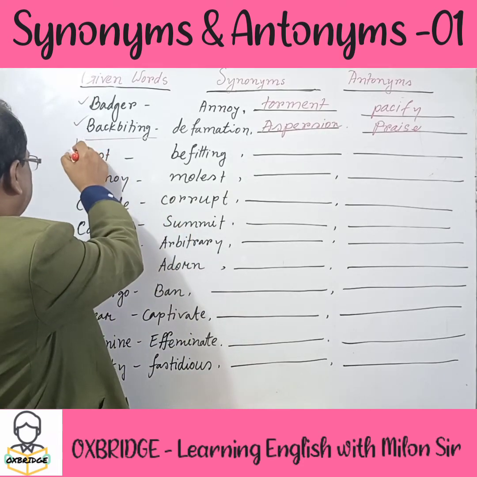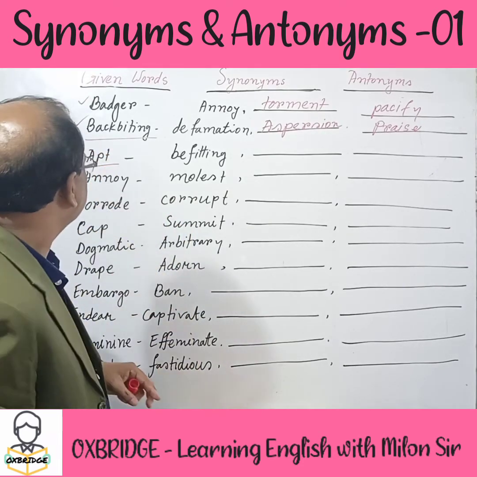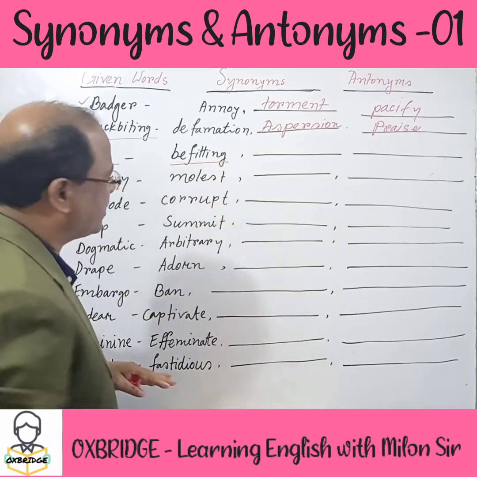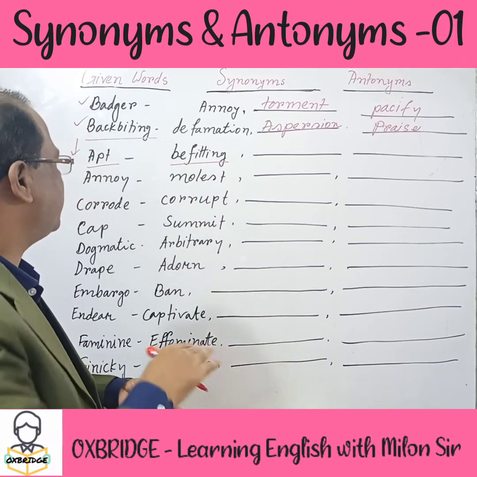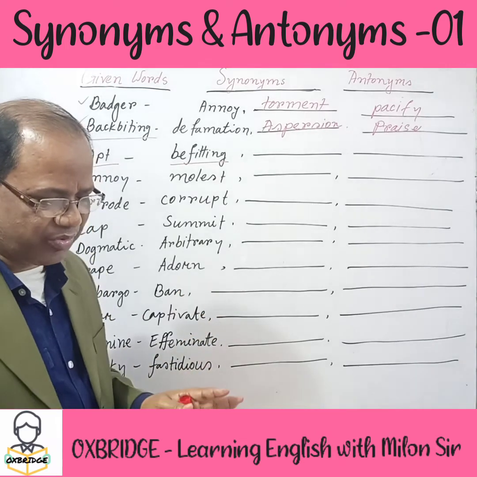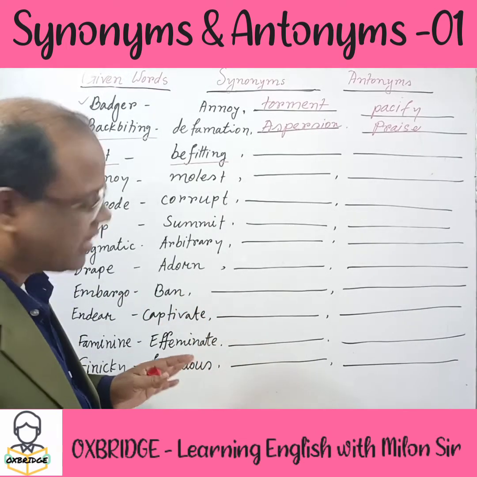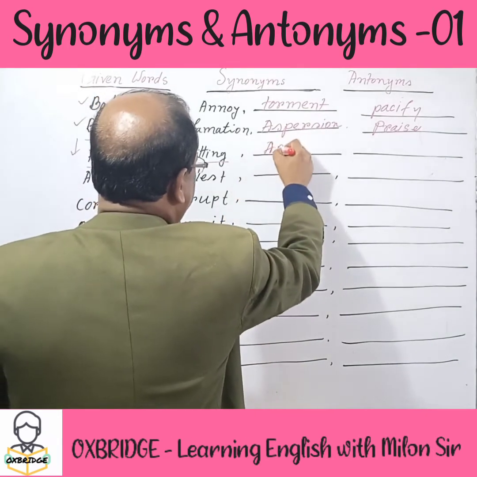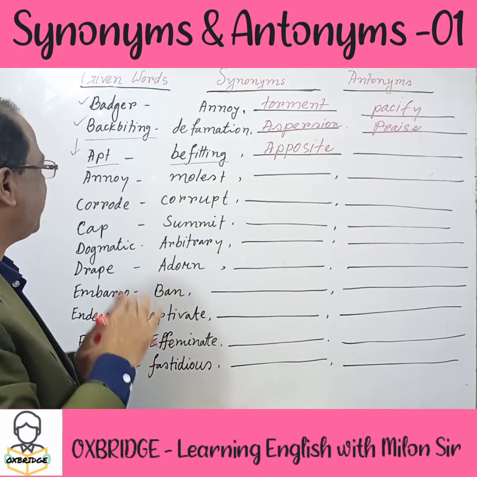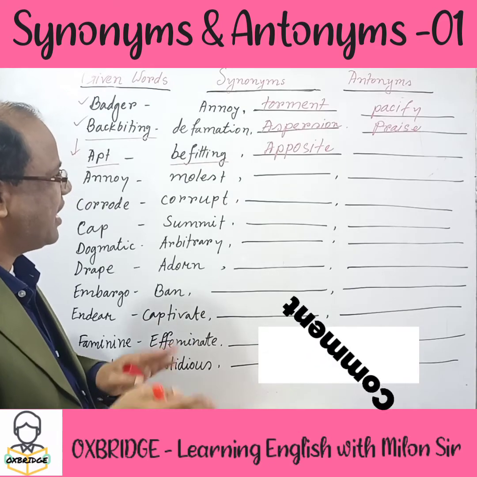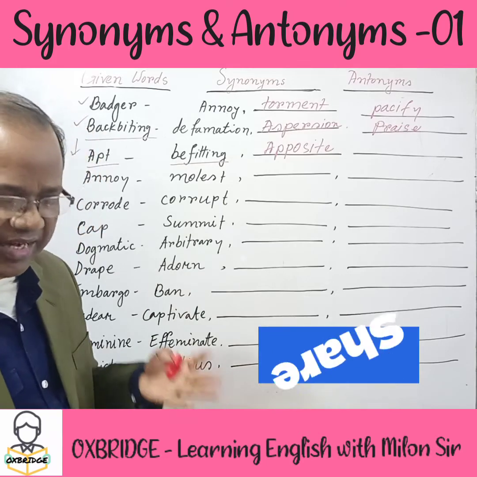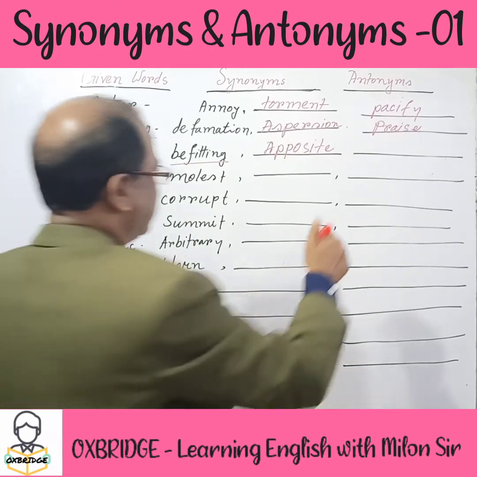So praise is the antonym of backbiting, defamation, or aspersion. So the next one, the beautiful one, the given word is apt. Apt means befitting. Befitting means relevant, not irrelevant. So apt means befitting, and for the synonym for apt we can write apposite, A-P-P-O-S-I-T-E. So apt, befitting, and apposite are the same words because they have the same meanings, and for the antonym we can write irrelevant.